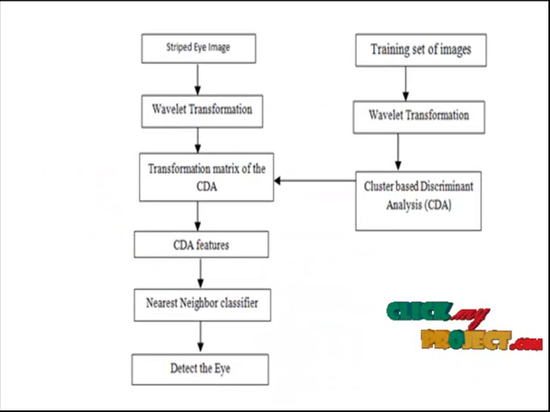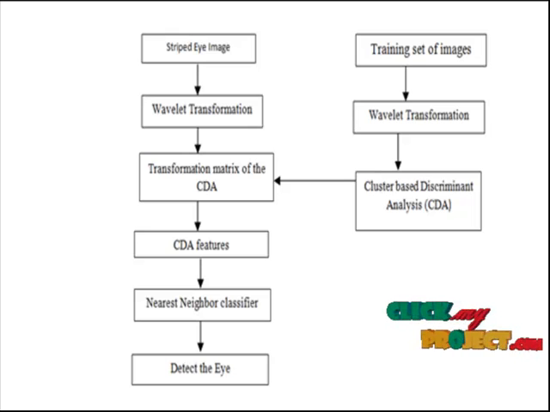This is the flow chart of our process, clustering based discriminant analysis for eye detection. This flow is important to reach the target of our process. In this flow, first of all, I give the input image, which is an eye image, and then pass the obtained input image to the wavelet transform.